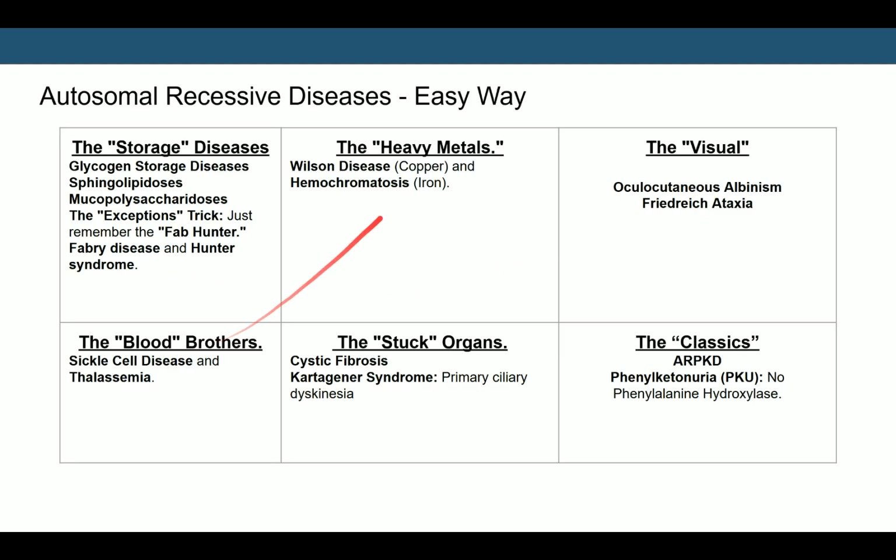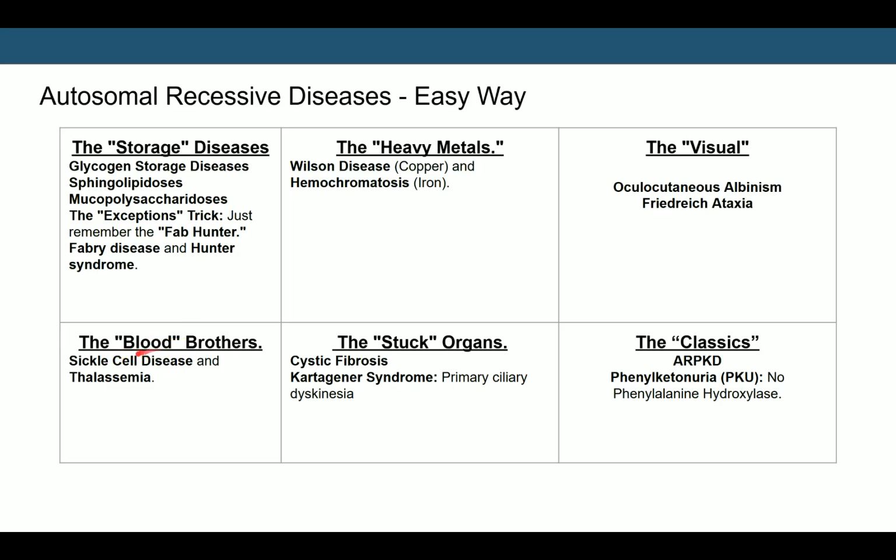Okay. For the heavy metals, you have two diseases, Wilson disease and hemochromatosis. Wilson disease is for copper and hemochromatosis is for iron. So how do you remember these? Think of heavy metals. If you drop a piece of iron or copper in the water, what does it do? It's going to sink to the bottom. It doesn't float. It's going to recede. So both of these are going to be recessive because they go down in the water. So they are going to sink. So they are recessive.